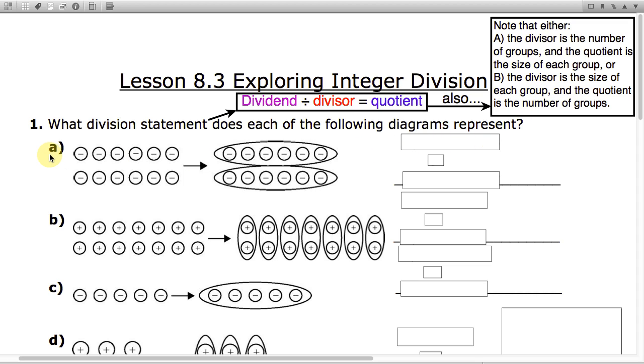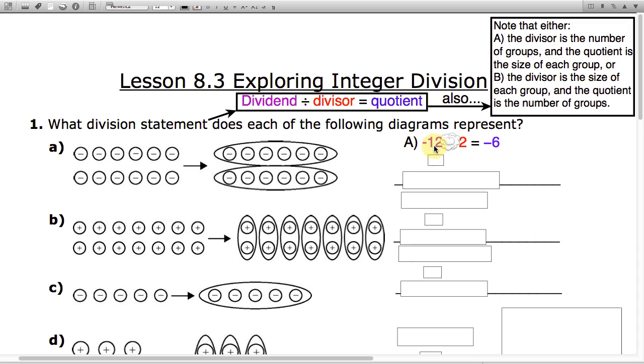So when you look at the first one here, part A, we have 1, 2, 3, 4, 5, 6, 7, 8, 9, 10, 11, 12. We've got 12 negative chips. And you can see they're being divided into two equal groups of size -6 each. So there are two ways that we could write this division statement.